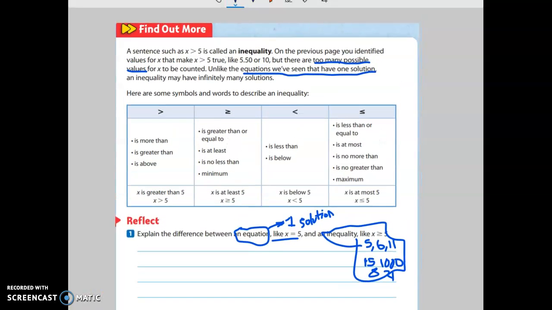Make sure that you are trying to do your work before going and looking at the check your work examples. All right, bye.